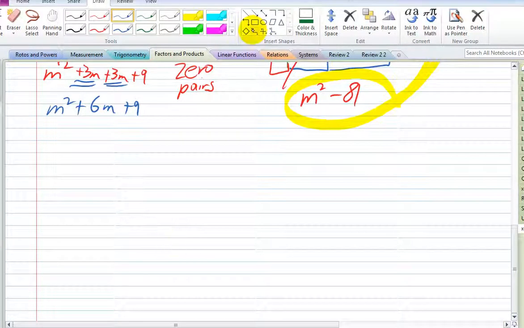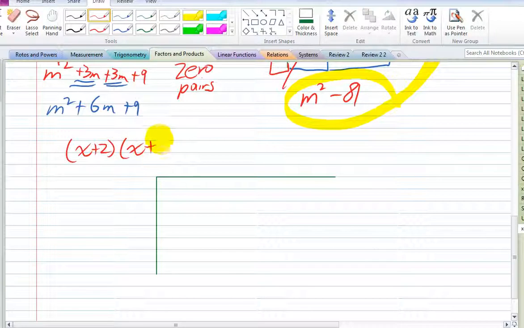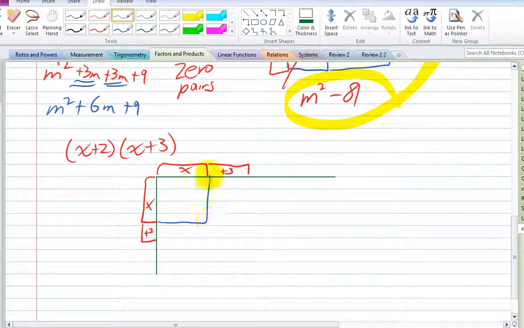Okay, so we're just going to show you one example from yesterday, and we're going to talk about it. We're going to multiply x plus 2 times x plus 3. So up here we'll put x, then we got the plus 2 part, and over here we'll do an x, and we got the plus 3 part. So when we multiply it, we're taking this x and multiplying it by x, and also multiplying it by the plus 3.